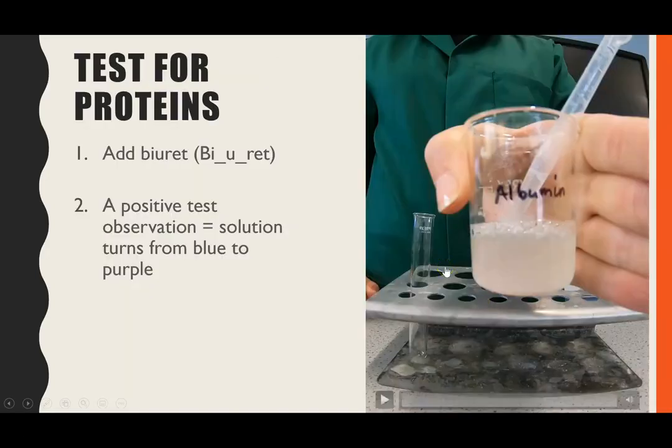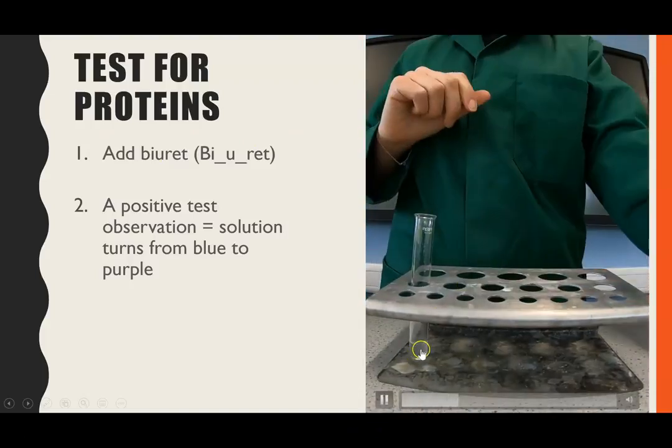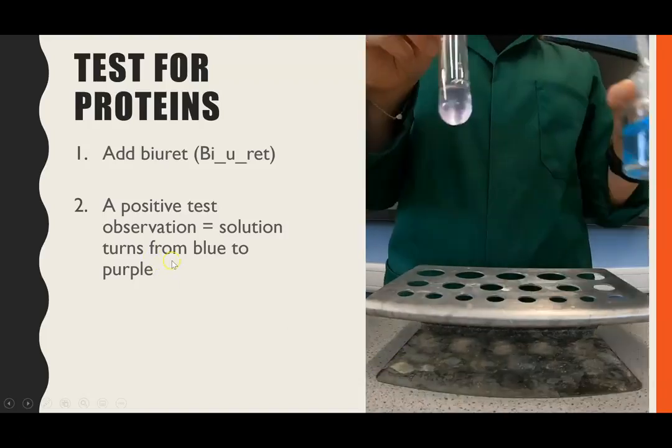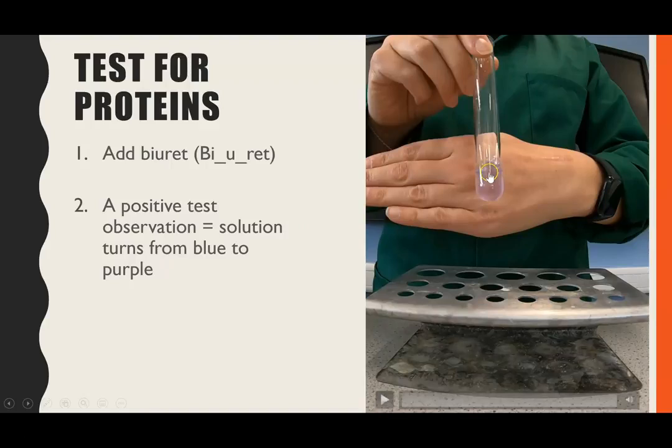So next test is for proteins, and you would add biuret, which is another bright blue solution. I've just emphasised the pronunciation here, so biuret, because often students call it burette, which is incorrect. That is a piece of equipment that you use in chemistry. So biuret is the name of this reagent, and I've got albumin as the protein that I'm going to be using. So I'm adding my sample of protein, adding the bright blue biuret, and a positive result is it turns a purpley lilac colour.